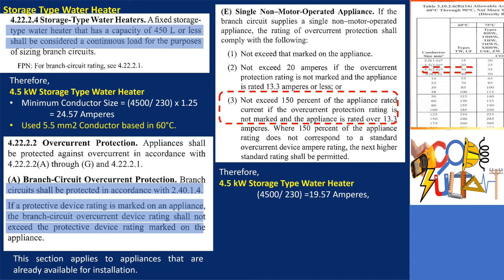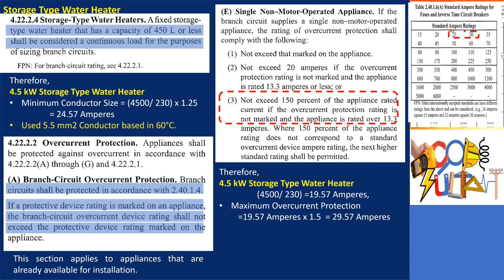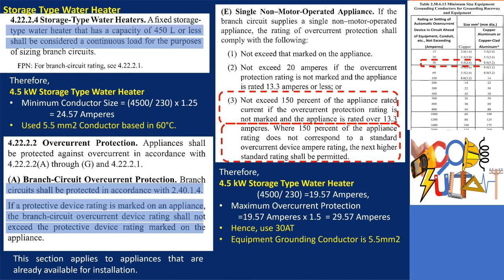According to paragraph 3 of section 4.22.2.2e, the maximum branch circuit protection must not exceed 150% of the appliance's rated current. Therefore, the maximum branch circuit protection for this water heater is 19.57 amperes multiplied by 1.5, which equals 29.57 amperes. Since 29.57 amperes does not correspond to a standard overcurrent device ampere rating, the next higher standard rating of 30 amperes may be used. For equipment grounding conductor, use 5.5 square millimeters.